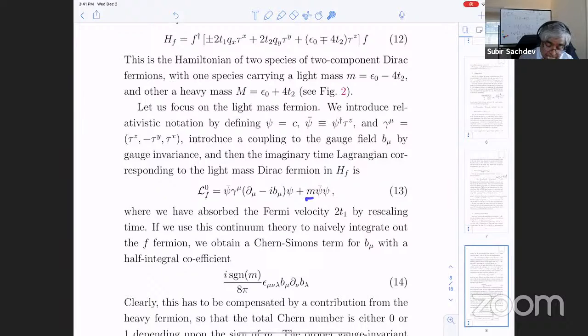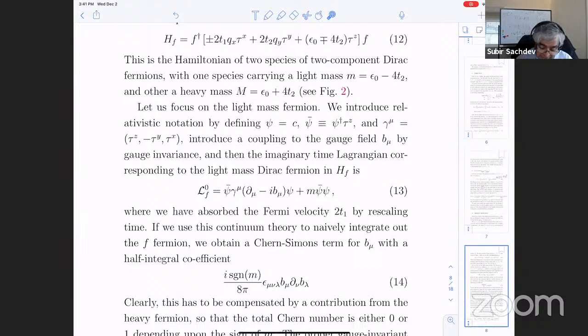And as the mass m goes to 0 and changes sign, you have your quantum phase transition. Okay, so that's what the F band does on its own. We can't integrate it out. It just becomes a Dirac fermion with some mass m. Now we have to couple everything to the gauge fields and ask what else is there.